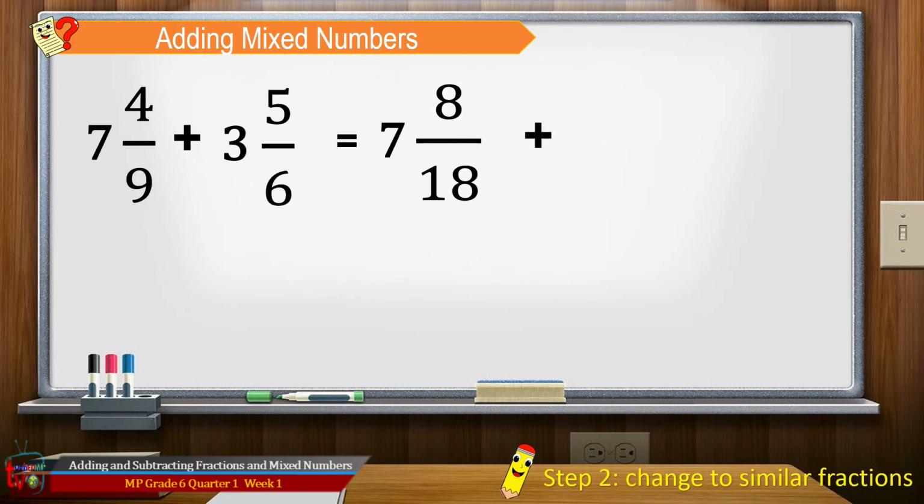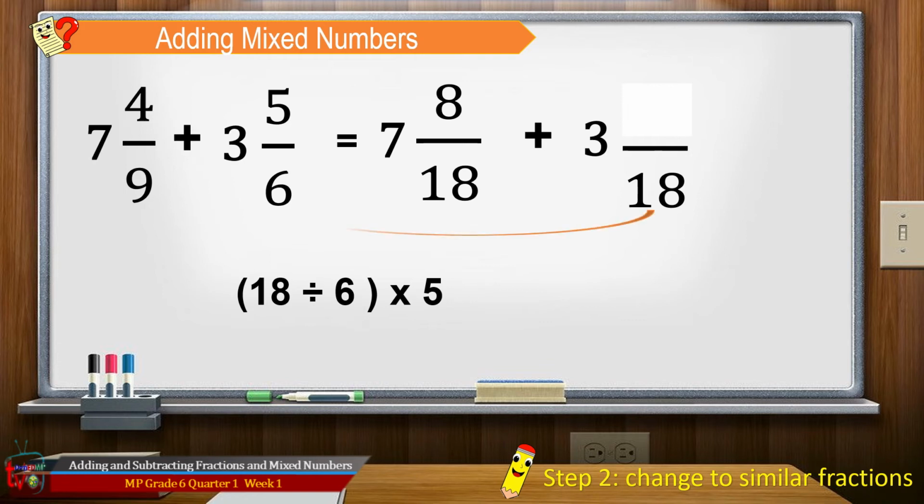Next is to find also the equivalent fraction of 3 and 5/6. First again is to copy the whole number and then the denominator 18. Then we divide 18 by 6. Then multiply it by 5. Our answer now is 15. So, the equivalent fraction of 3 and 5/6 is 3 and 15/18.